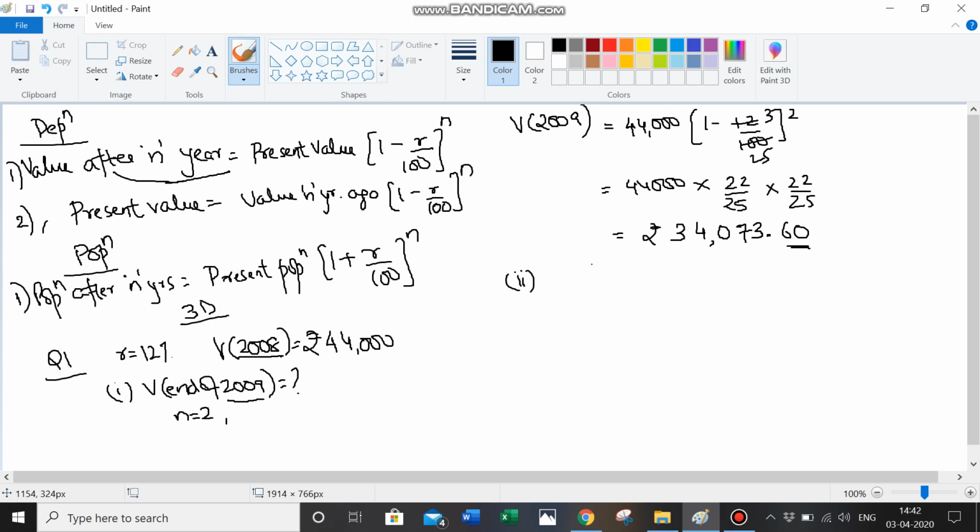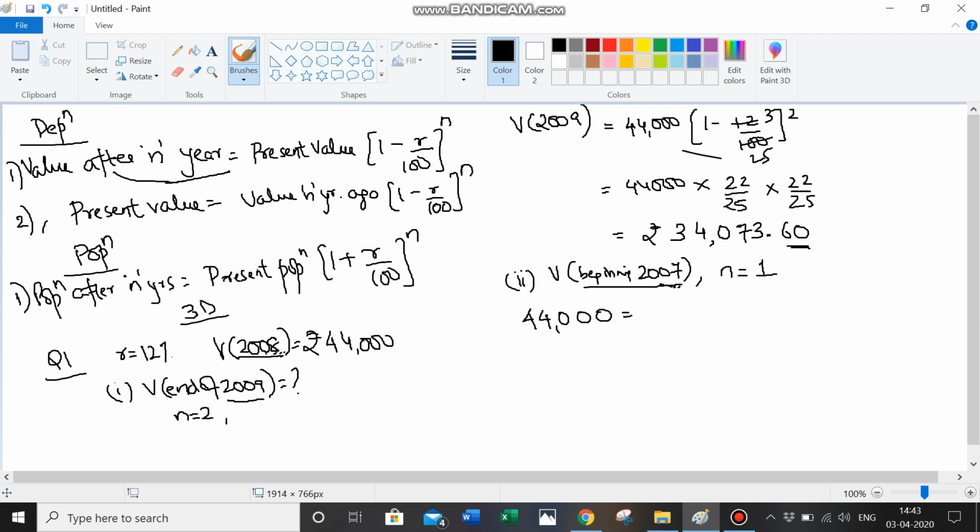Part 2 says at the beginning of 2007. So they want the value at the beginning of 2007, which means a depreciation would have happened in 2007. And this is the value at the beginning of 2008, which means depreciation hasn't happened, so in this case n is equal to 1. Now let's look at this formula, present value. In this case, V 2008 is present value. We want to know what would have been the value 1 year back.